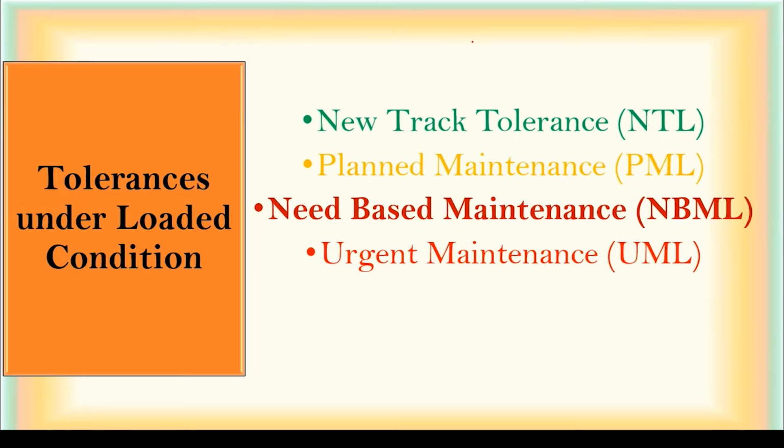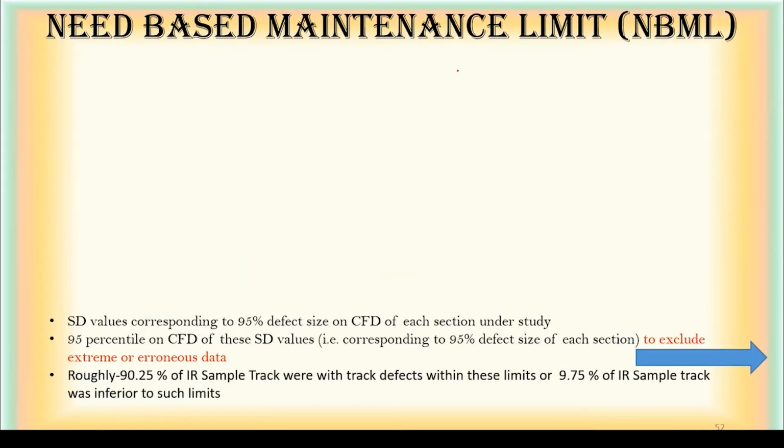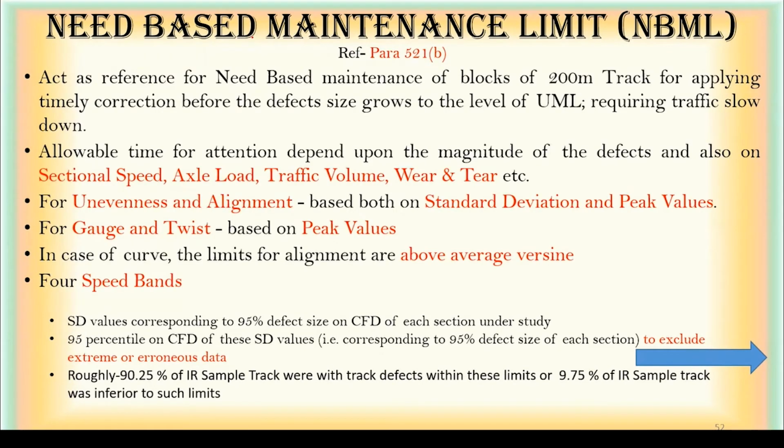Now we will see the third maintenance limit for loaded condition, that is the need-based maintenance limit. And as the name suggests, need-based means as and when the need arises, we have to maintain it. Means we may have to give isolated attention, we may have to give attention in stretches, anything can happen. So it acts as a reference for need-based maintenance of blocks of 200-meter track for applying timely correction before the defect size grows to the level of the next tolerance limit, that is UML. If we reach UML, that will require traffic slowdown.